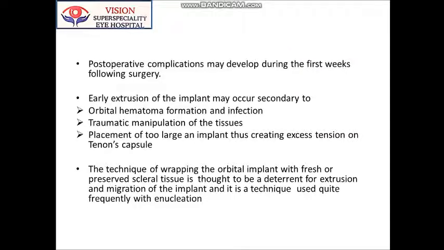Post-operative complications may develop during the first week following surgery. Early extrusion of implant may occur secondary to orbital hematoma formation and infection, traumatic manipulation of the tissues, placement of too large an implant, thus creating excess tension on Tenon's capsule. The technique of wrapping the orbital implant with fresh or preserved scleral tissue is thought to be a deterrent for extrusion and migration of the implant, and it is a technique used quite frequently with enucleation.